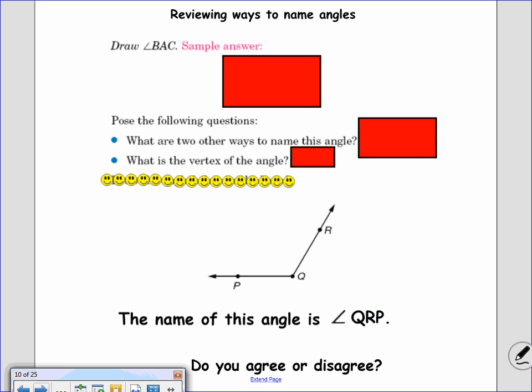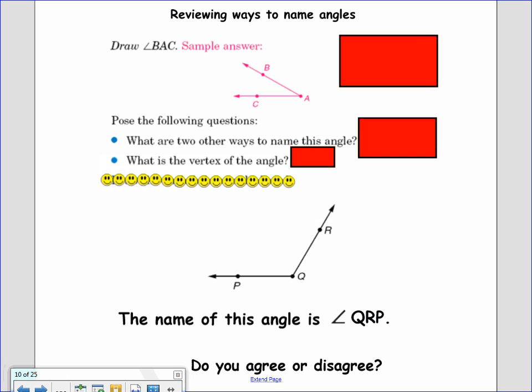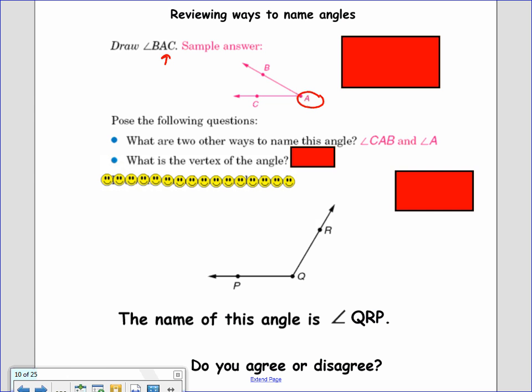So now we're going to be talking about how to name an angle, okay? This first one, draw angle BAC. Let's take a look here. This is what it looks like. BAC. So the A is right in the middle, right here. BAC can also be read as CAB. Let's keep that in mind. CAB, or it can also be read as angle A. What is the vertex of the angle? It would be point A. Vertex means the point, okay?